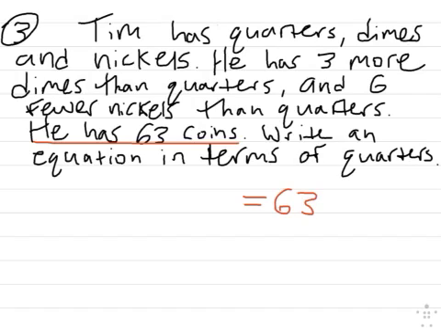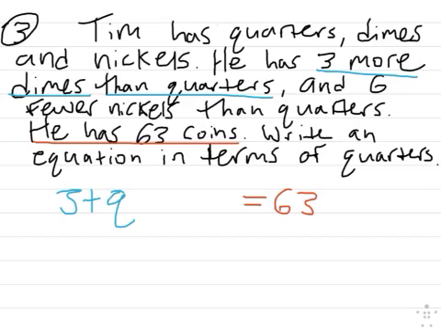So he has quarters, dimes, and nickels. So 3 more dimes than quarters, right? So we're always thinking about it in terms of quarters. So he has 3 more dimes than quarters. So 3 more would be plus, right? So 3 plus the amount of quarters. 3 more than he does quarters. So 3 plus, let's put Q for quarters, right? So he has 3 more than he does of his quarters.